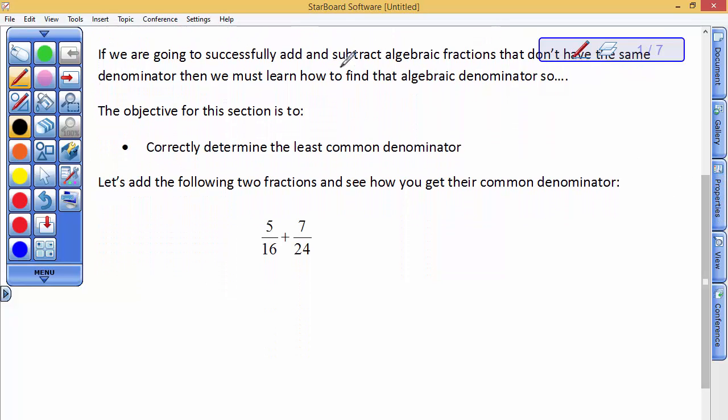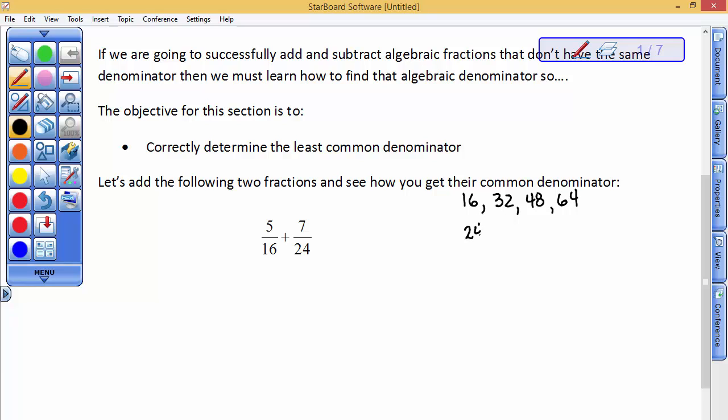If we're going to be successful adding and subtracting algebraic fractions when we don't have the same denominator, we got to learn how to find a least common denominator. So, you know, there are multiple approaches. One is to take the number 16 and list multiples of it. If you added 16 to 16, you'd get 32. So that'd be the next multiple. And then if you added 16 to that, you'd get 48. These are what I mean by multiples. If you added 16 to that, you'd get 64.